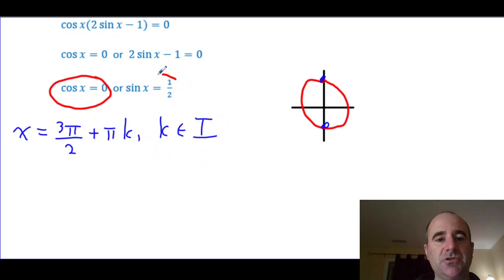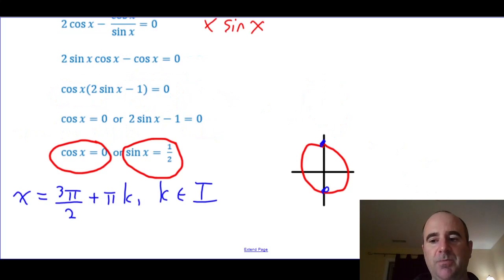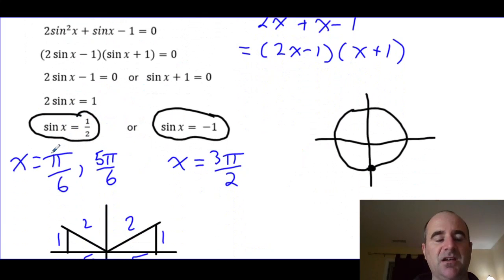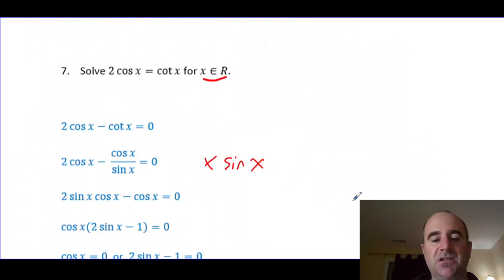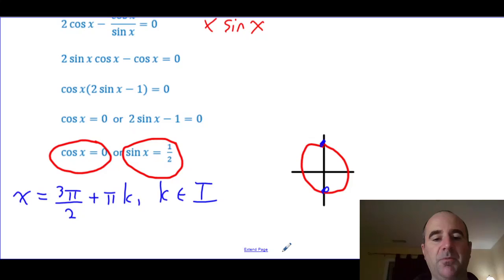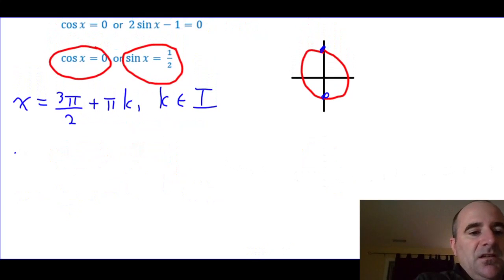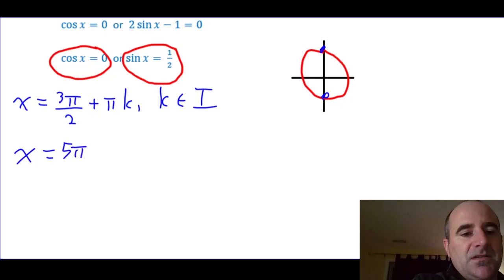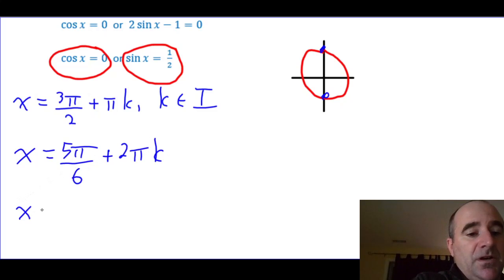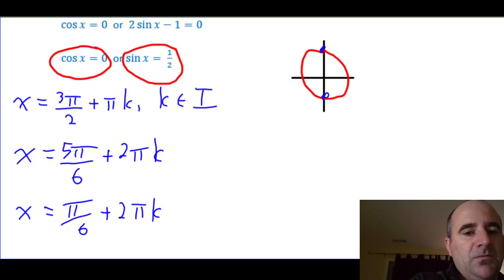Of course, another solution is going to occur when sine x is equal to 1/2. I mean, we've done that a few times today already. In fact, if you look back at the last example, we found that sine x is 1/2 at pi over 6 or 5 pi over 6. But of course, now we're going to consider all the possible answers, which means that we could have x being 5 pi over 6 plus 2 pi k, or actually, I forgot the first one, pi over 6 plus 2 pi k, where k is just any integer.